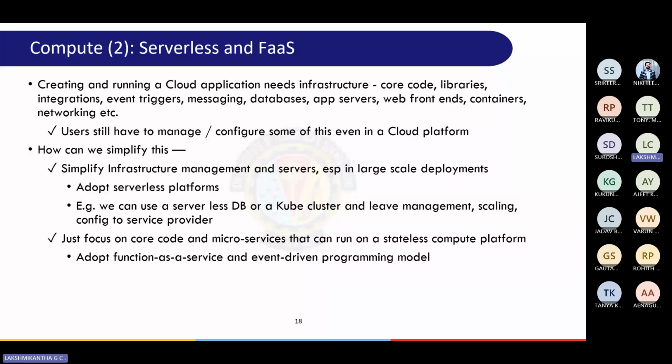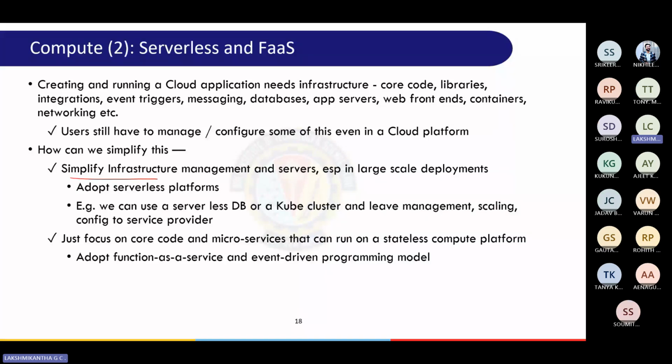The answer is given here: simplify infrastructure management and servers, especially in large scale deployments. So this leads us to the serverless platform. What do you mean by serverless, guys? Serverless does not mean no servers. It means you don't manage them. The cloud provider takes care of all the management, all the scaling and also configurations.